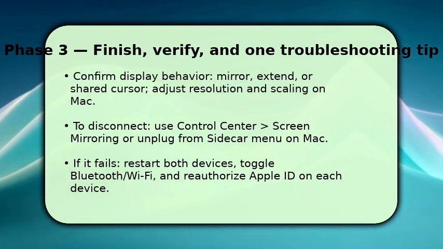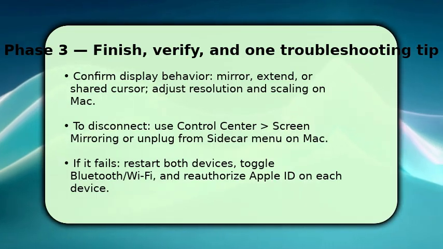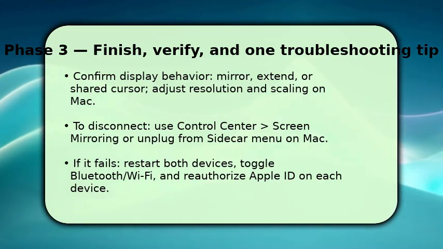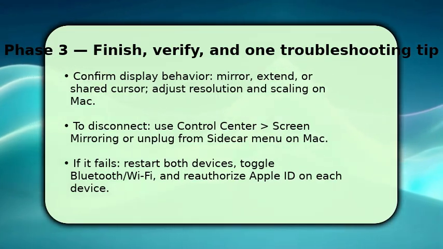If something goes wrong, try the classic triage. Restart both devices, toggle Bluetooth and Wi-Fi, and sign out, then back into your Apple ID. This clears pairing glitches and reestablishes continuity connections quickly.